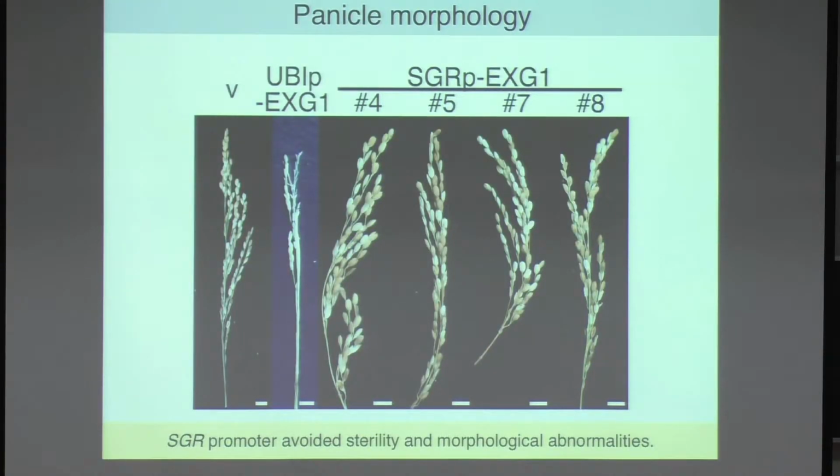And then we checked the panicle morphology. This is a control plant, where we observed a normal panicle. This is a constitutively overexpressing plant, and the panicle is deformed and very small and set no seed. And these are SGR EXG1 plants. These plants produced very normal panicles, and they set seeds like the control plant. So the SGR promoter avoided sterility and morphological abnormalities in panicles, in addition to leaves.